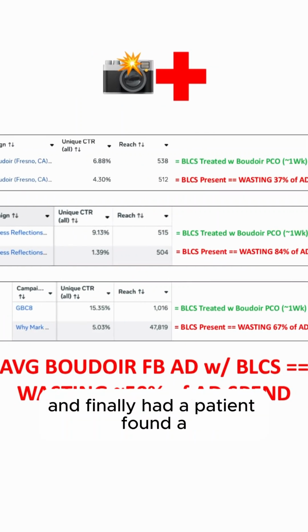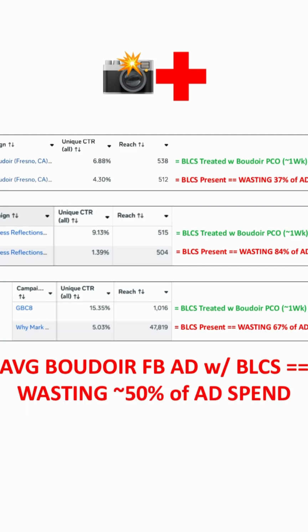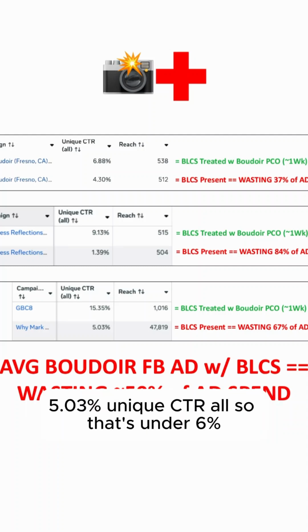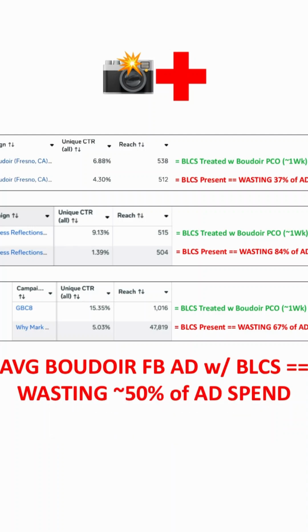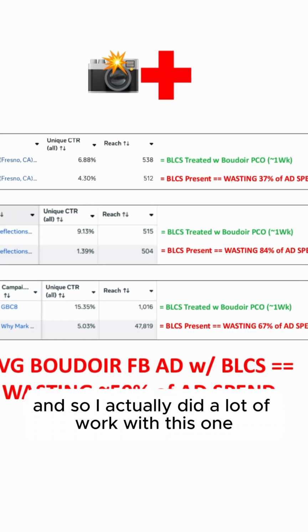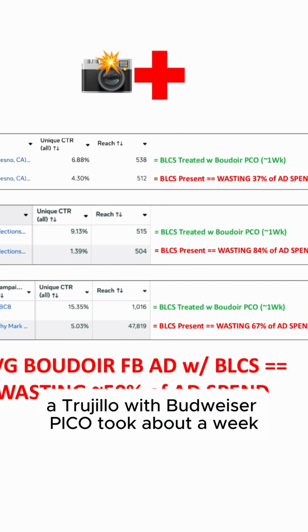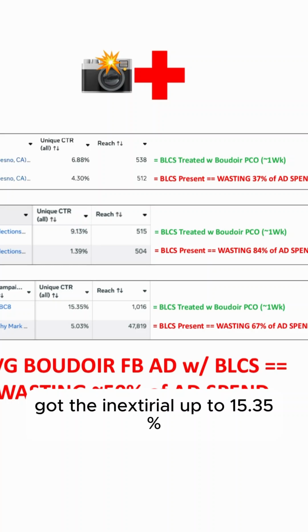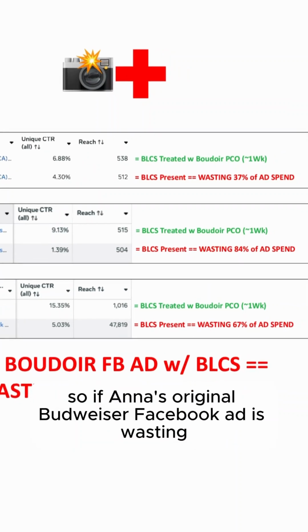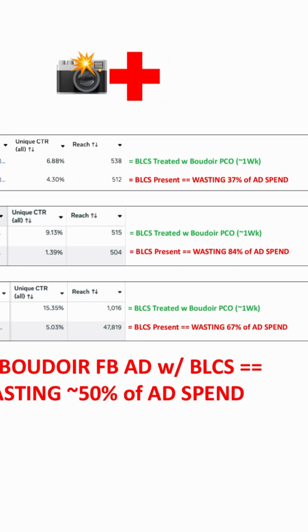And finally, had a patient find out his Boudoir Facebook ad had BLCS present, 5.03% unique CTR all, so that's under 6%. That's Boudoir low click syndrome. And so I actually did a lot of work with this one. Treated with Boudoir Pico, took about a week, got the unique CTR all up to 15.35%. So we found out his original Boudoir Facebook ad is wasting 67% of his ad spend.